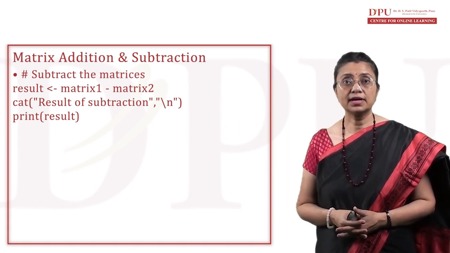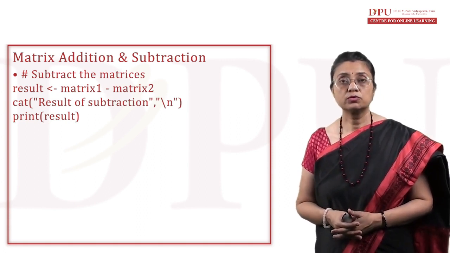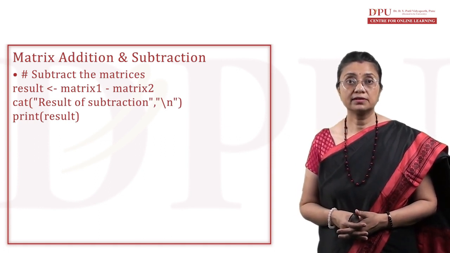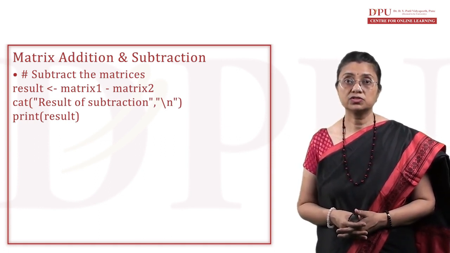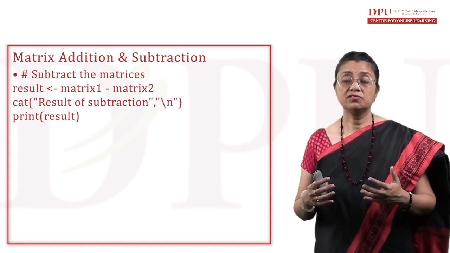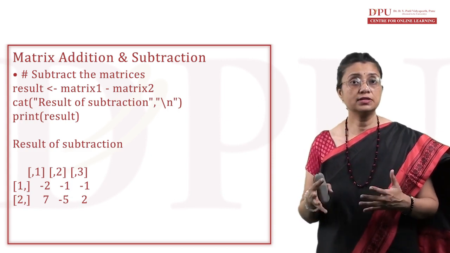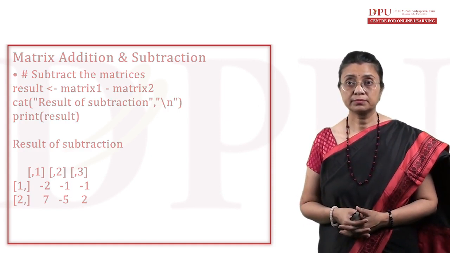Likewise, we can subtract the matrices, and there we are storing matrix 1 minus matrix 2 into the result variable. And there we are writing cat, result of subtraction, print result. And there we are printing the result of subtraction. So that is how we can do addition and subtraction on the matrix.